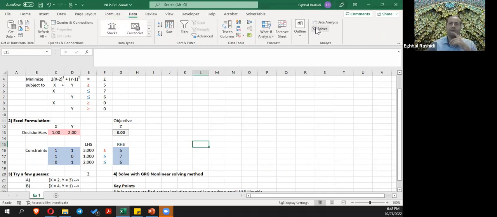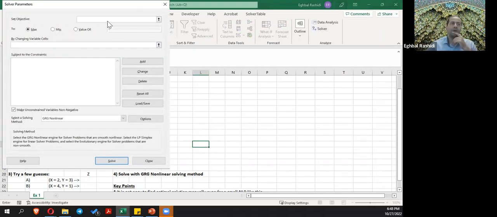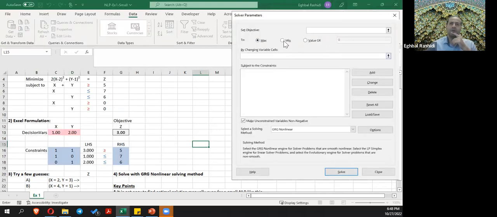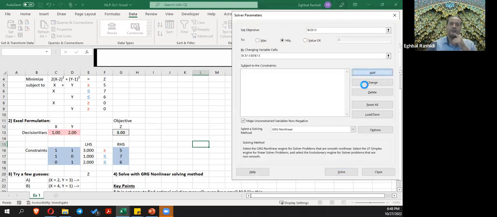I'm going to go to data solver. We are minimizing the objective function. So I'm going to find the minimization. And this is our objective function, and the variables are here. And I'm going to add the constraints here.